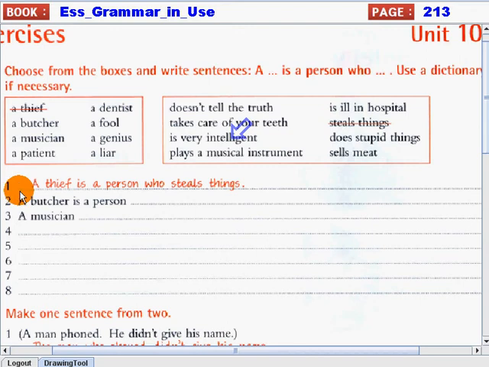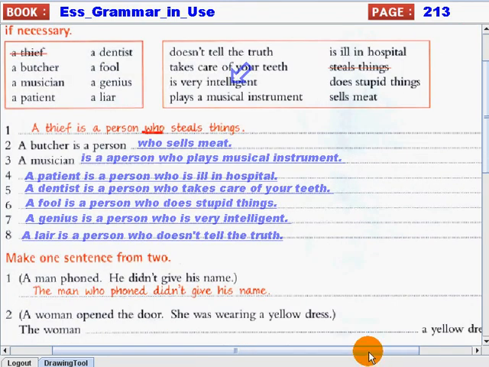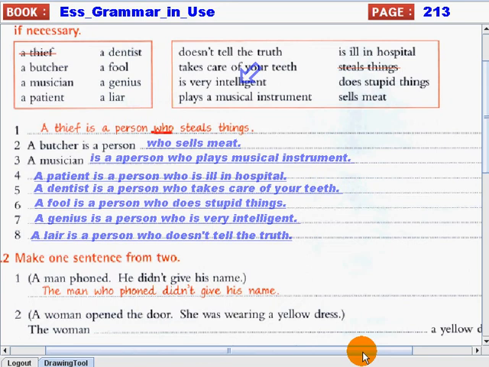A thief is a person who steals things. We used who because it refers to a person, not a thing. Now I want you to do numbers 2 to 8 on your own. And after you're done answering, you can play this video again for checking. Let's start now. Now, I think you're ready to check your answers.